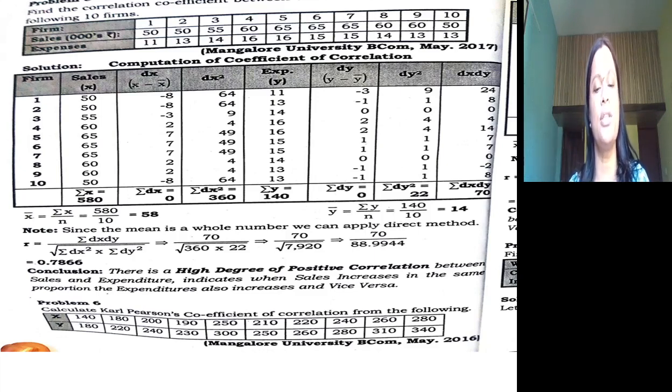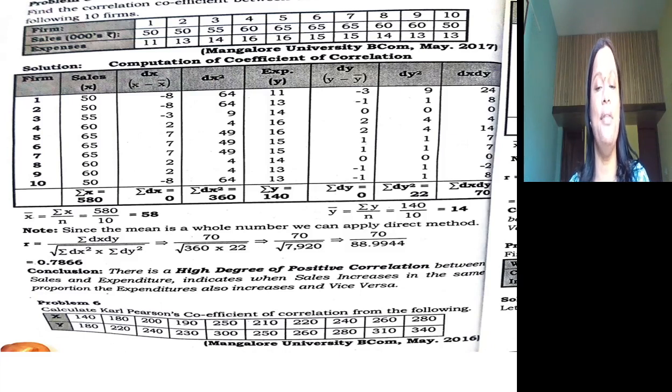You just look at the solution part. They arrived at dx as minus 8, minus 8, minus 3. How did they arrive at it? 50 minus 58, 50 minus 58, 55 minus 58, like that till the last one, 50 minus 58. In the same way they arrived at dy, that is y minus y bar. y is 11, y bar is 14, 11 minus 14 is minus 3, like that till the end, 13 minus 14 is minus 1. So they arrived at dx as well as dy.